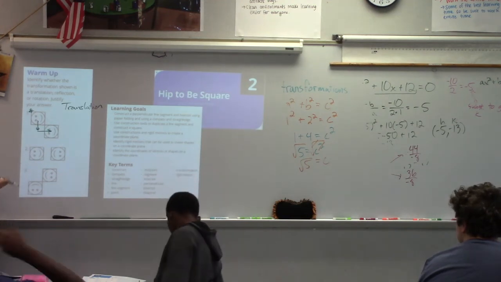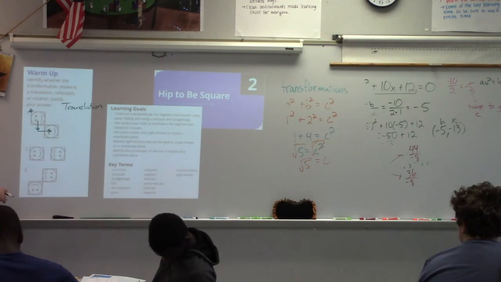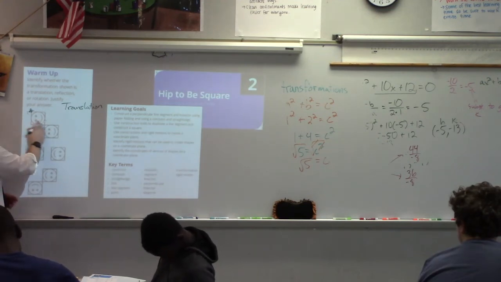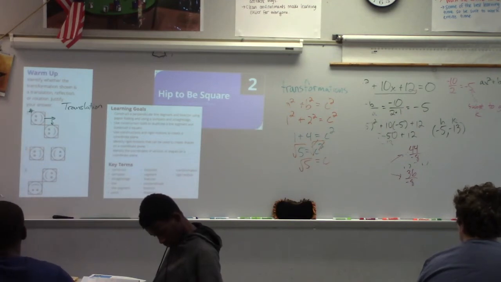So when we say translating, we're always talking about up and down, left and right. Okay? So I will point this out. Could I have said it was translating to the right and then down? Yes. Either one would have worked, okay?